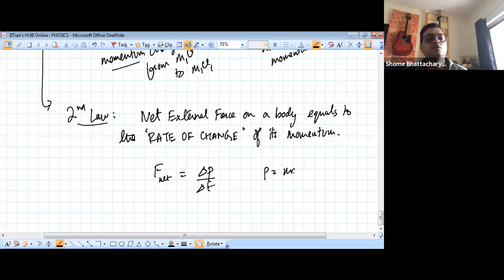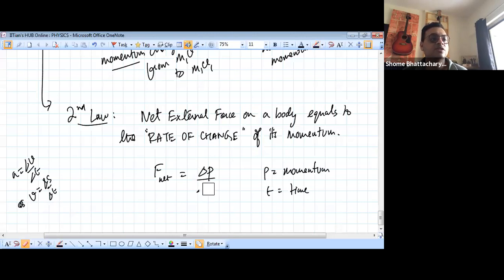Where P is momentum and T is time. Just like we say that acceleration is the rate of change of velocity, and velocity is the rate of change of displacement with respect to time, like that, what will the rate of change of momentum be? Delta P by delta T. That is the meaning of the term rate of change of momentum.